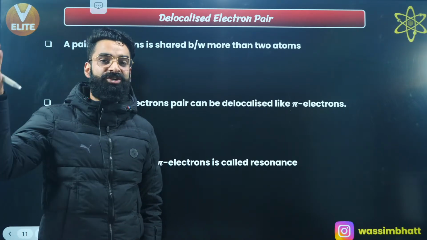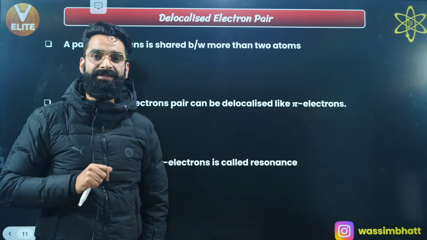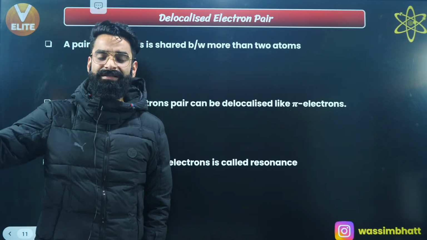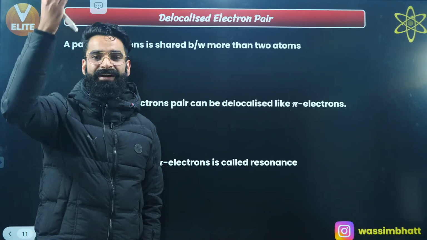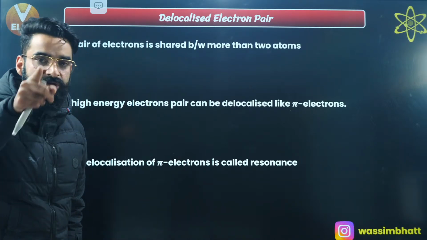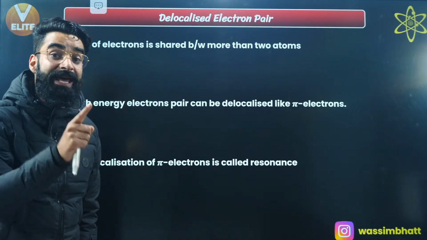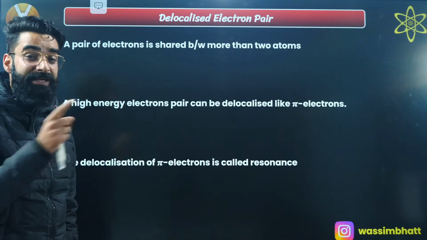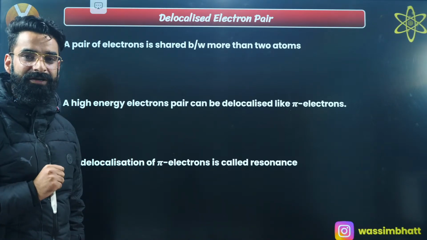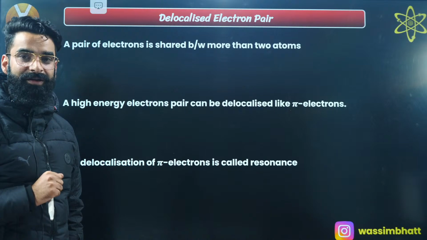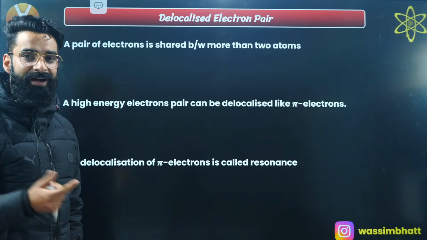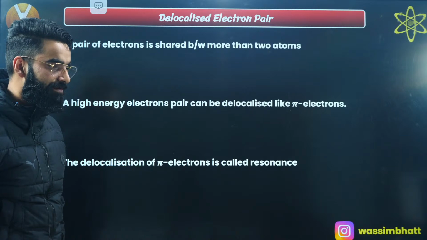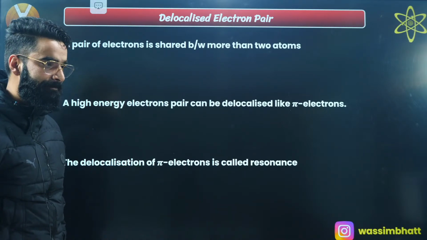So the force of attraction on this electron pair will eventually increase. And if the force of attraction is increasing, energy will get released. And if energy is getting released, stability is getting increased. So due to resonance, due to the delocalization of these high energy electrons, stability is getting increased in the molecule. Isn't it simple? I'm sure it's clear to everyone.